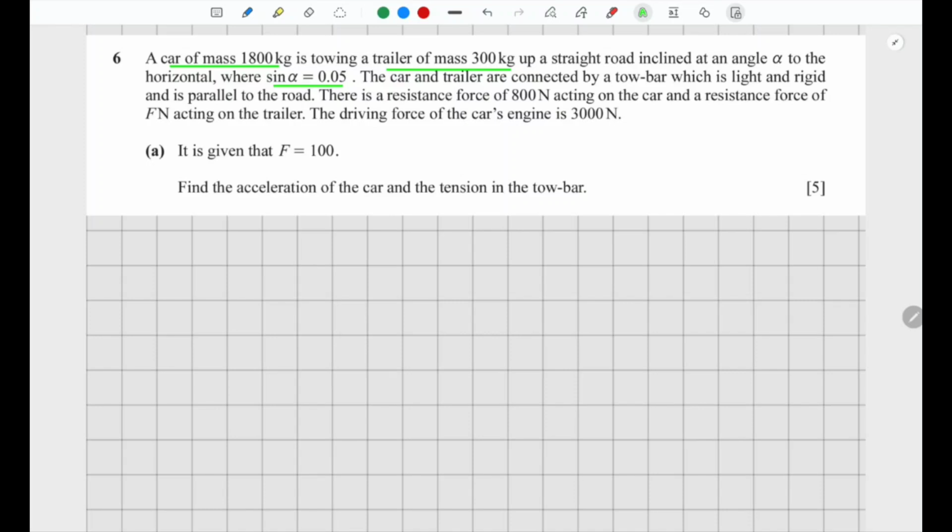Okay, then we have them connected by a tow bar, light and rigid and parallel to the road. Now the resistance force on the car is 800 Newton, and a resistance force of F Newton on the trailer. The driving force of the car's engine is 3000 Newton. We need to find the acceleration and the tension in the tow bar. Okay, so these are the given things, so let's work on it.